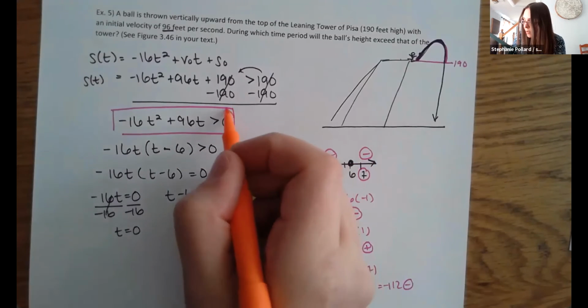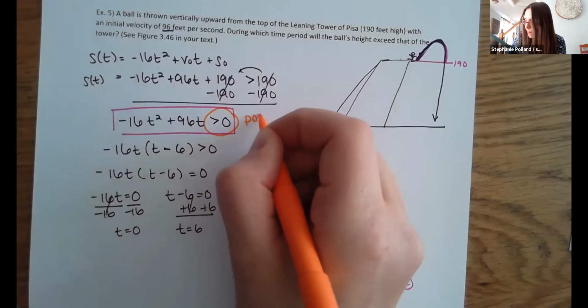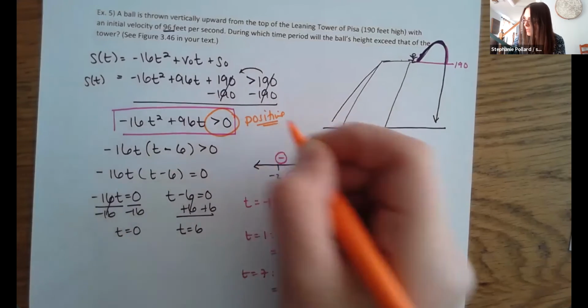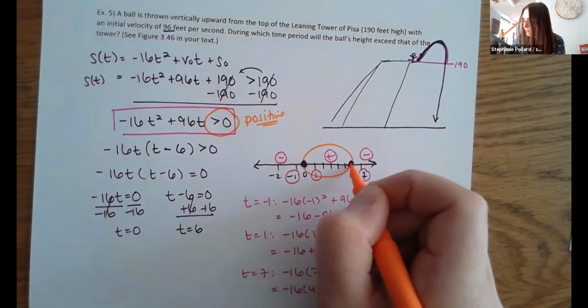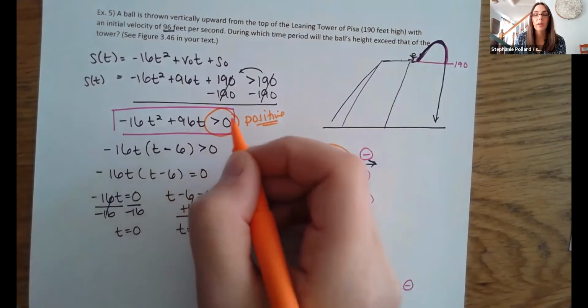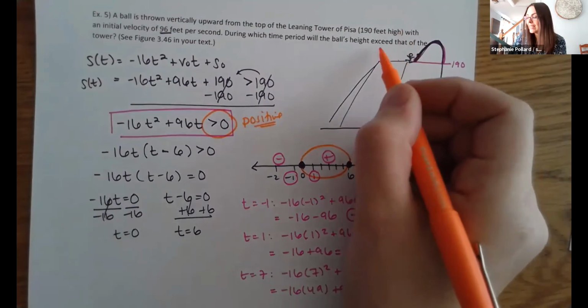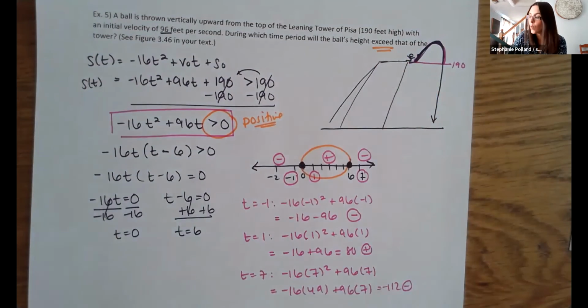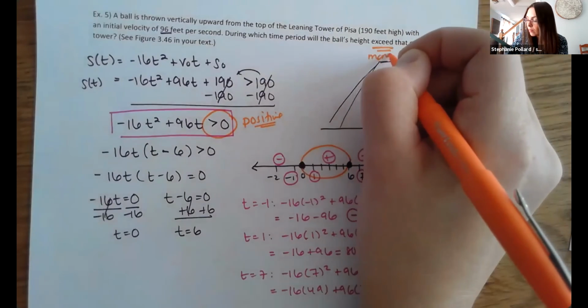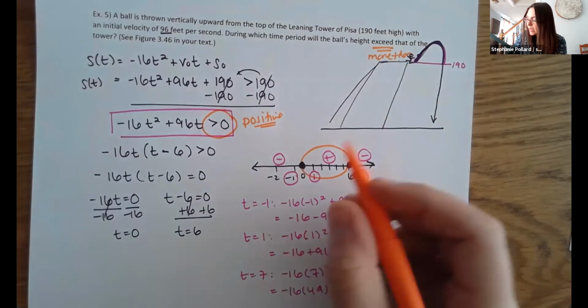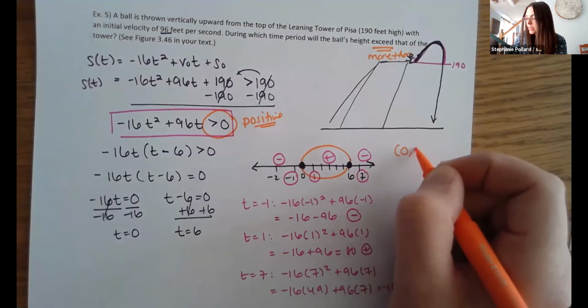So here we're looking for greater than 0. So we're looking to be above that mark. So we're looking in the positive area, which is from here to here. We're not including the endpoint. I want strictly greater than in this case, right? Because our question was that it exceeds the height, meaning that it's strictly more than. So our answer is between 0 and 6.